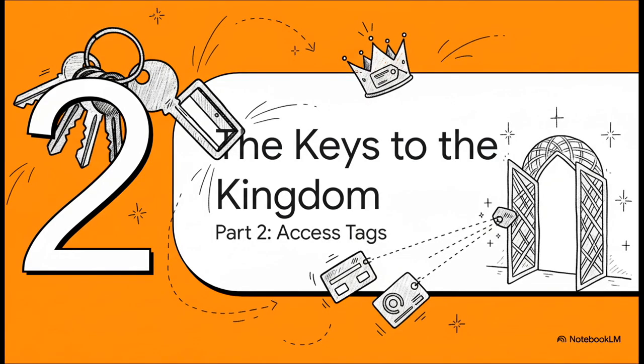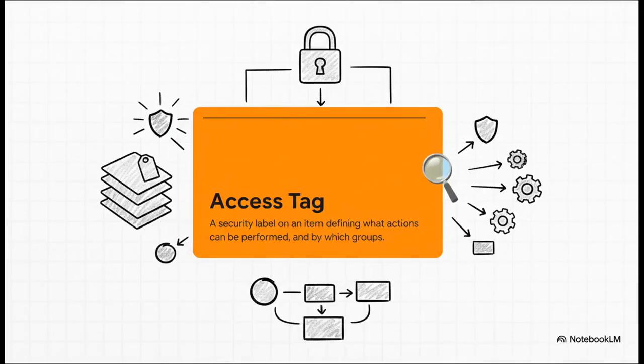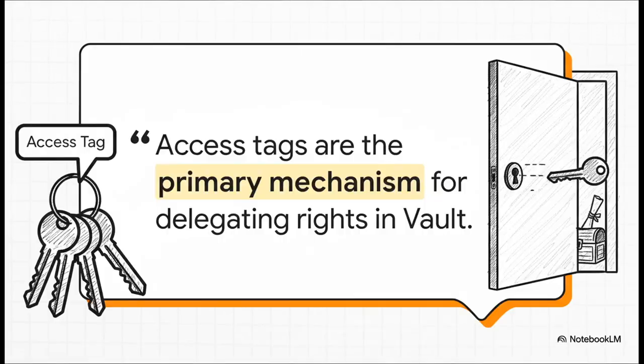So if our groups are just empty key rings, how do we get some keys on there so they can actually open doors? Well, this is where the real magic of Vault comes in. And it's with a little something called access tags. This thing, the access tag, is really the heart and soul of the whole system. It's a security label that you attach directly to your data. And this one label defines everything. It says which groups can perform which actions, like read or modify, on that very specific piece of data. In fact, they are the primary way you delegate rights in Vault.